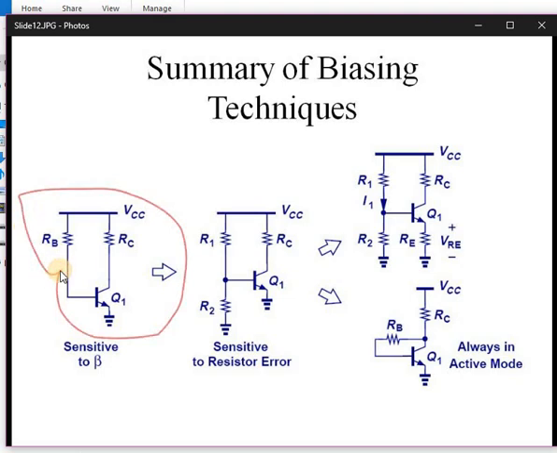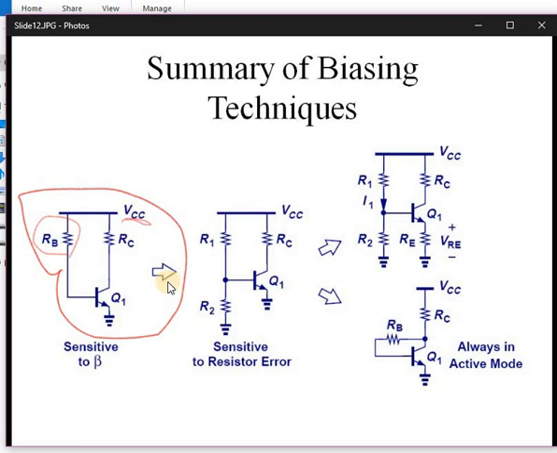In this fixed bias circuit, the total operation is controlled by the base resistor RB. The total stability factor will be controlled by the base resistor RB. This base resistor RB and collector resistor RC are both connected to the power supply, that is VCC. This fixed bias circuit is sensitive to beta. That means the stability factor is mostly affected by changes in the beta value.